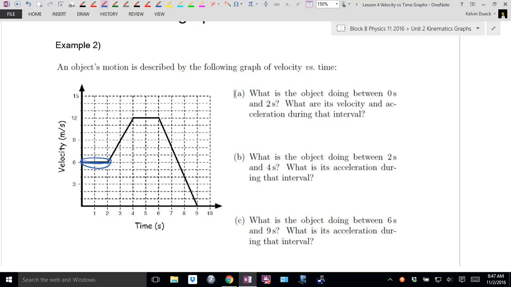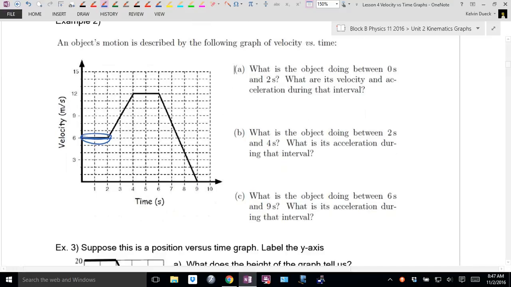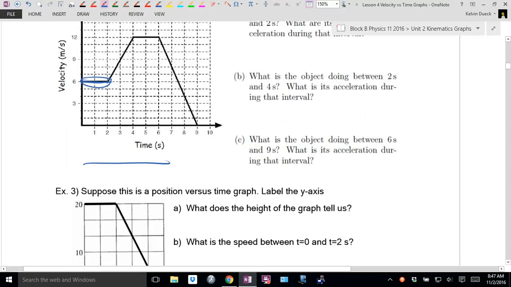How high are we? How fast are we going? What's the y-coordinate? Zach? 6. Positive or negative? What would backwards look like? Backwards now is going to be down here below the x-axis. It's actually going to be a negative value. Okay?